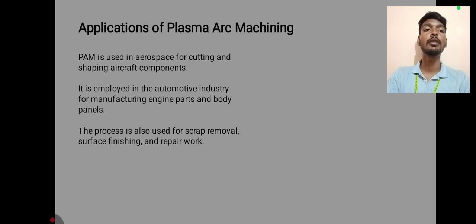Applications of plasma arc machining. PAM is used in aerospace for cutting and shaping aircraft components. It is employed in the automotive industry for manufacturing engine parts and body panels. The process is also used for scrap removal and surface finishing in repair work.